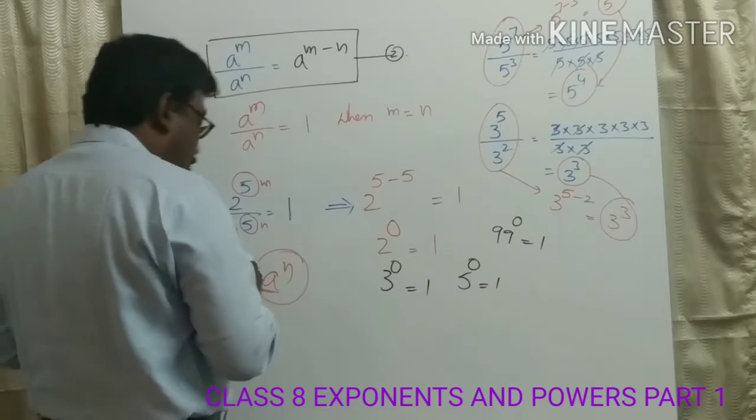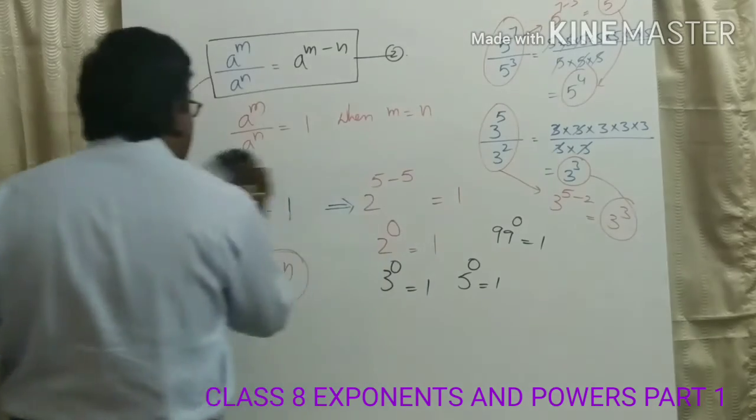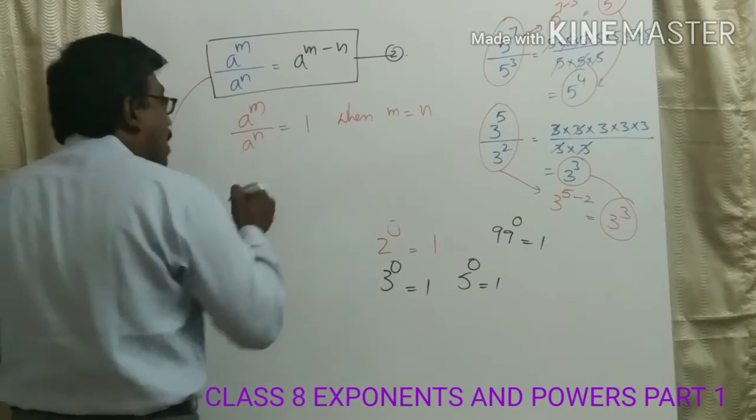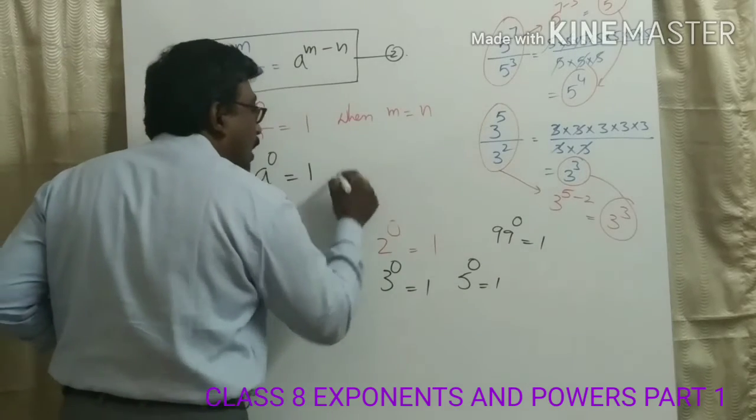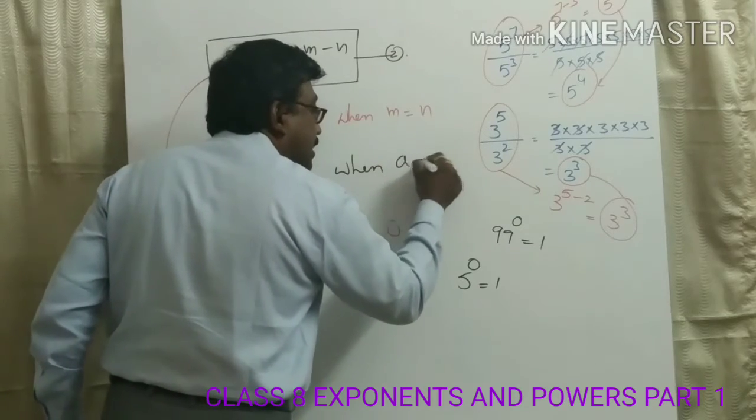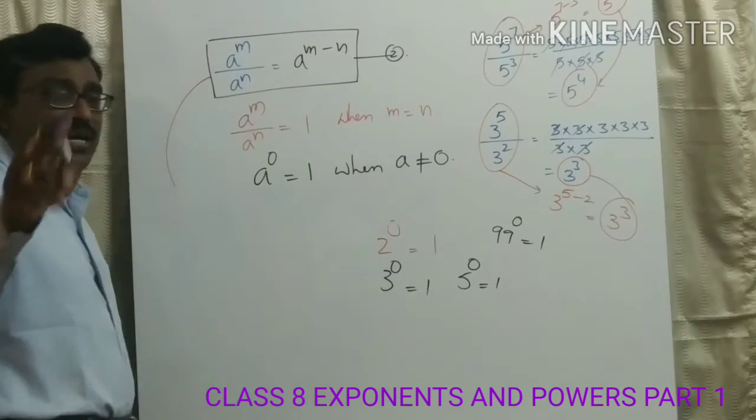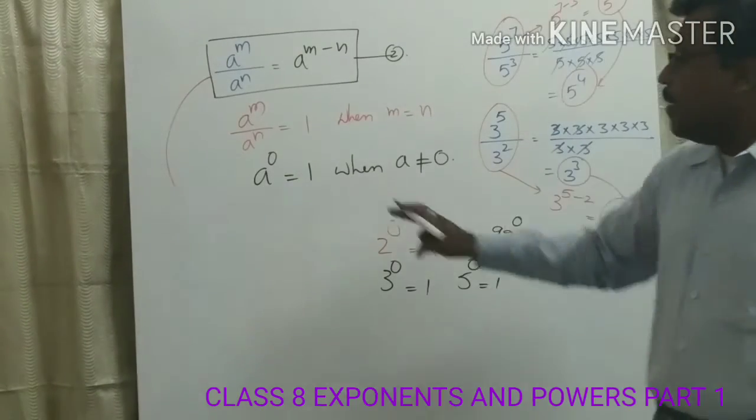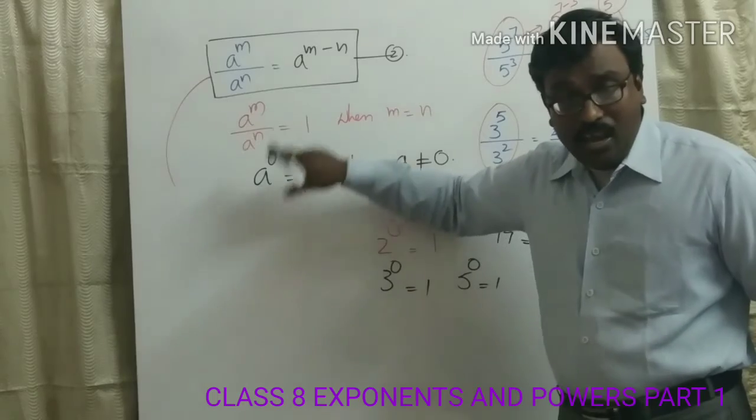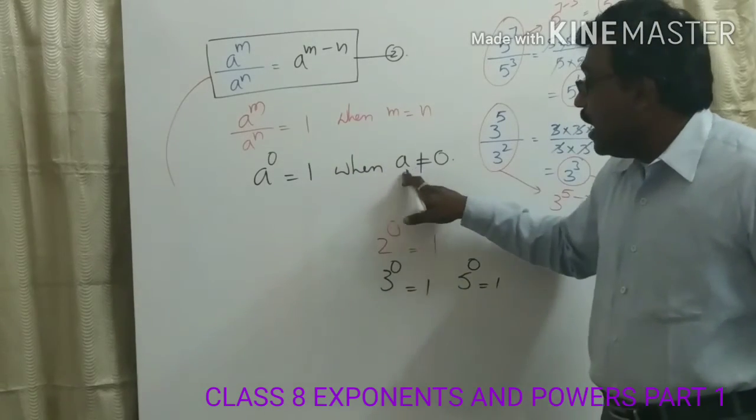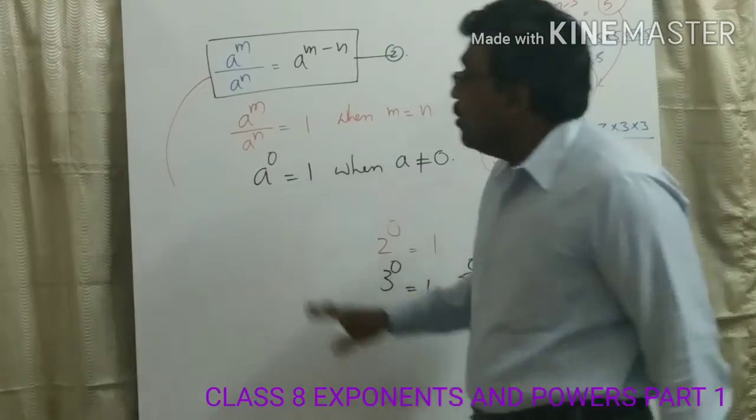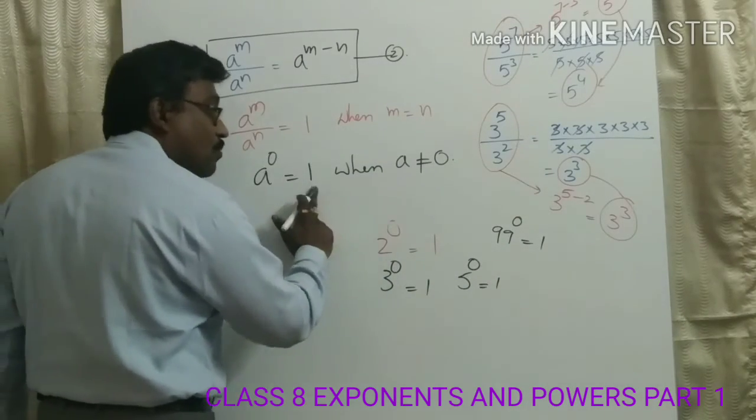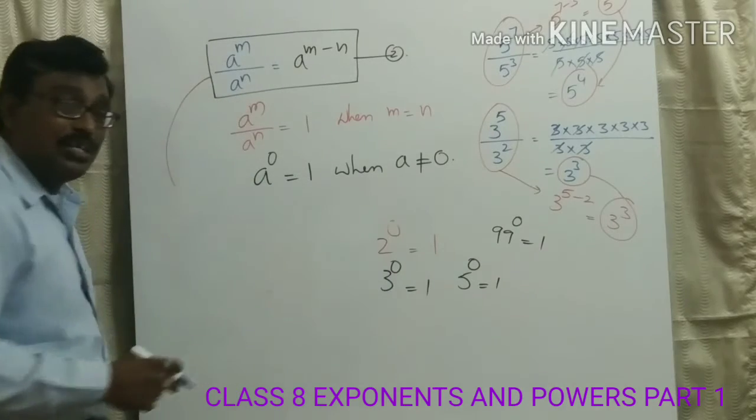So simply we can claim to know a formula derivation. Okay? That is, a power 0 is equal to 1 when the base cannot be 0. That is our basic principle of exponents derivation. A power n, where A is a non-zero rational number, A cannot be 0. Now we derived one more formula, that is, a power 0 is equal to 1 when a is not equal to 0.